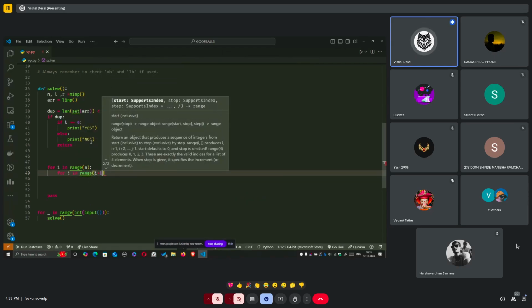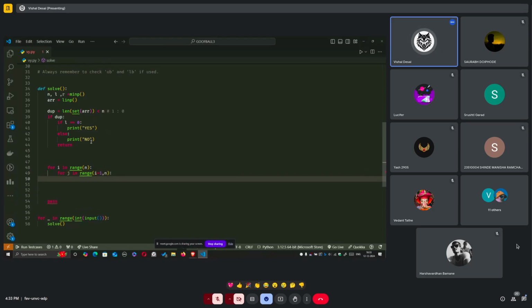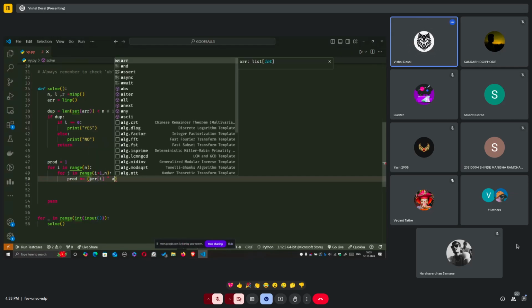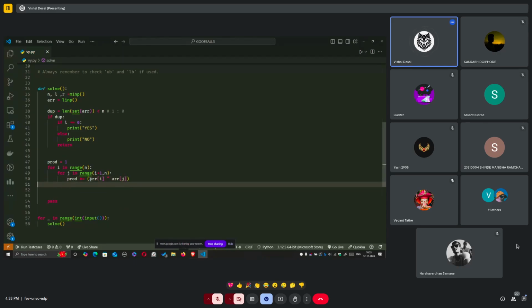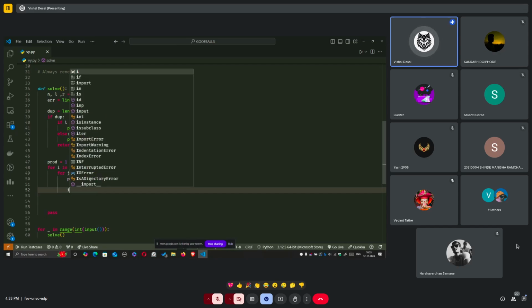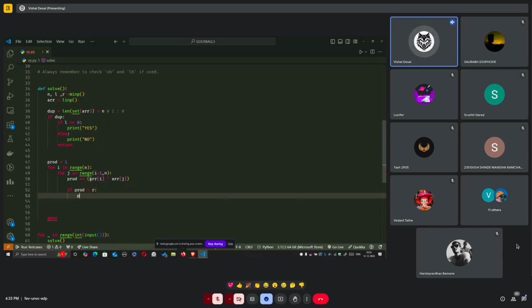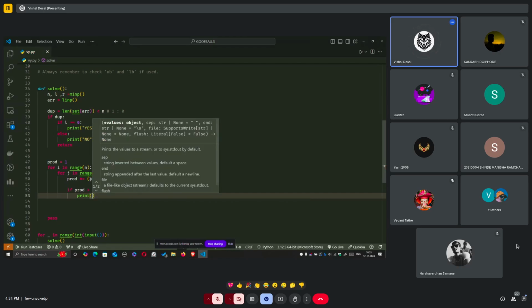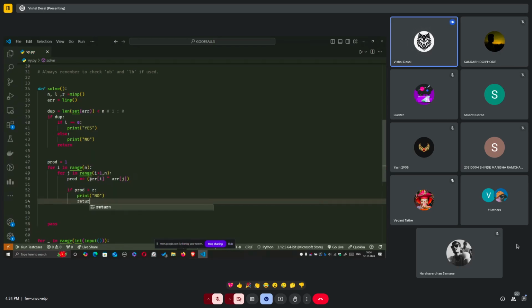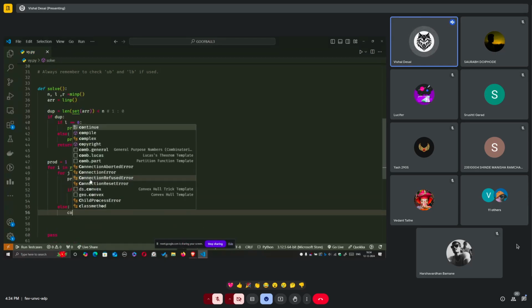We have to traverse over the entire n. Then for every pair, what we are doing is saving a product. Okay, initialize the product to 1, and we are just taking array of i or array of j. So if the product is greater than R, print no, and break, else continue.